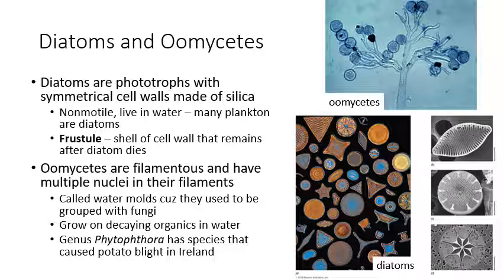Then you have the oomycetes, which look really similar to fungi, actually. They have filaments, and there's not really divisions between the cells in the filaments, which gives you filaments that have multiple nuclei in them, just like a lot of fungi have. A lot of fungi also form filaments without divisions between the cells, so they're all kind of merged together, and you'll have multiple nuclei in those filaments.